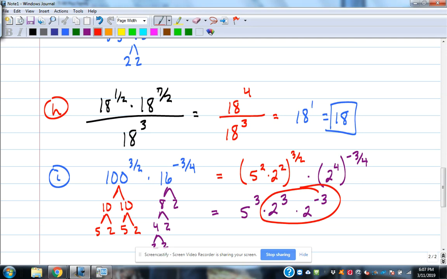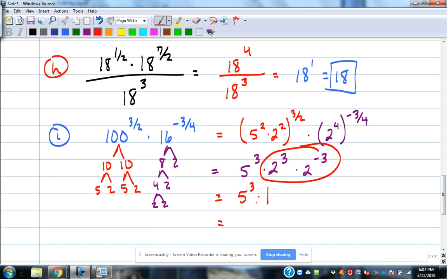What's my rule about multiplying exponents when I have the same base? What do you do with them? You add the exponents. So what's positive 3 plus negative 3? 0. What's anything to the 0 power? 1. So we end up with 5 to the 3rd power times 1, because that's 2 to the 0 power. Anything to the 0 power is 1. Okay. So what's 5 to the 3rd? It's 5 times 5 times 5, which is 125. Times 1 is 125.